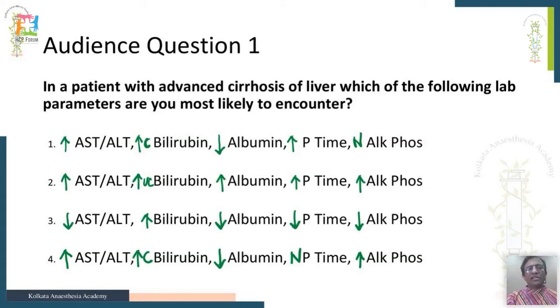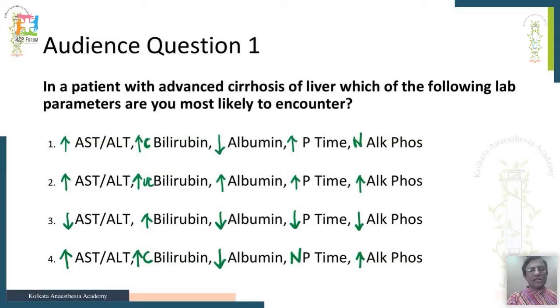In a patient with advanced cirrhosis of the liver, which of the following lab parameters are you most likely to encounter? Is it an increased AST/ALT, increased conjugated bilirubin, decreased albumin, increased PT, prothrombin time, and a normal alkaline phosphatase? Or will you see increased AST/ALT, the transaminases, increased unconjugated bilirubin, increased albumin, increased PT, increased alk phos? The third option is decreased transaminases, increased bilirubin, decreased albumin, decreased PT, decreased alk phos.